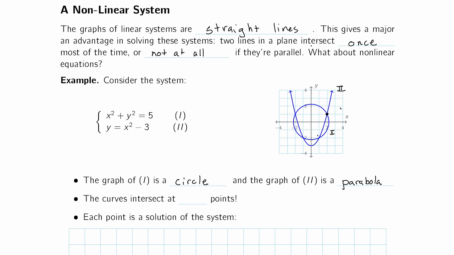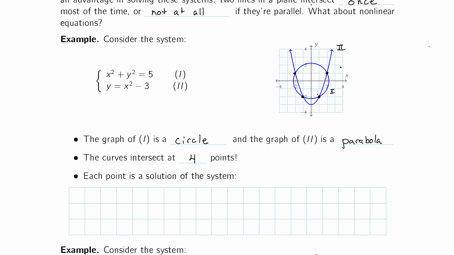And we see that these two curves intersect at 4 different points. Those 4 points are (-2, 1), (-1, -2), (2, 1), and (1, -2). Those are the 4 points where those two curves intersect.